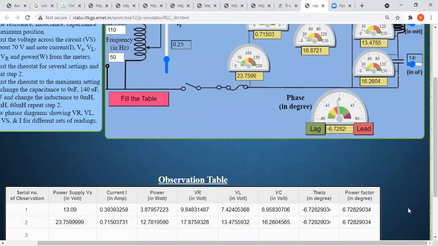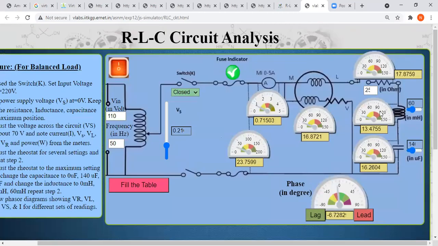Then how to calculate the inductance? VL divided by I gives you the inductive reactance, and from the inductive reactance, you calculate the inductance. Then similarly, calculate the capacitance also. By dividing VC by I, you calculate the capacitive reactance, and from that capacitive reactance, get the capacitance. Then you see that your resistance comes out to be this value that is fixed here, 25, and inductance comes out to be 60 millihenry.